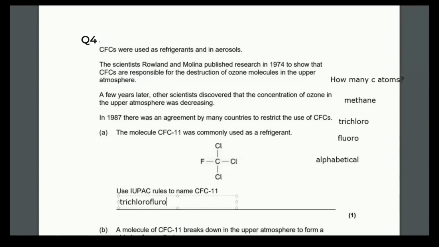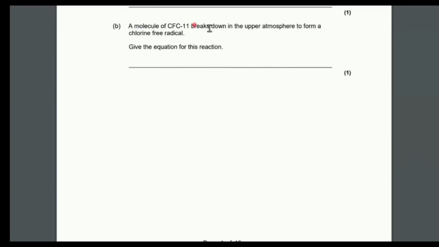Of course, if you had to number, you would do 1,1,1-trichloro, 1-fluoromethane. But because there's only 1 carbon atom, we don't need to number it because there's no choice for another carbon atom. Now, coming down to this question, a molecule of CFC11 breaks down in the upper atmosphere to form a chlorine free radical.